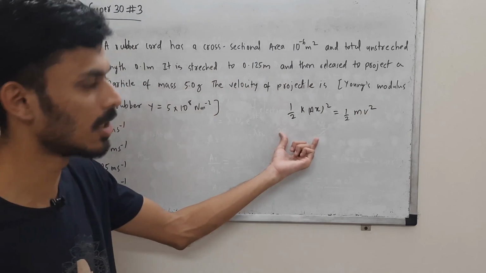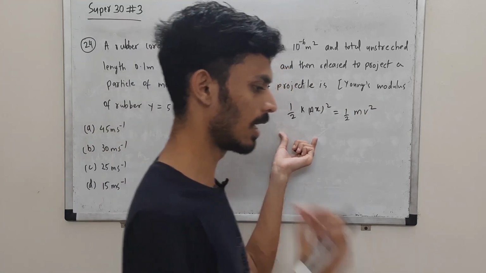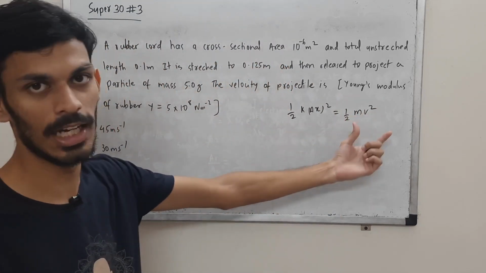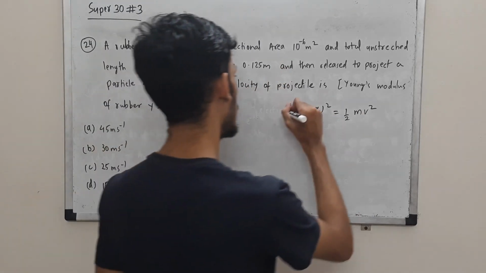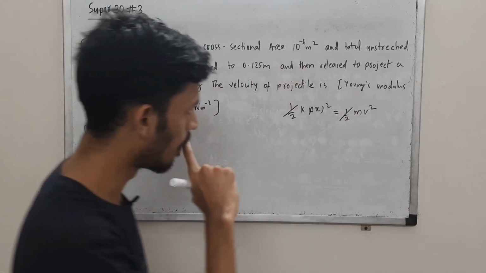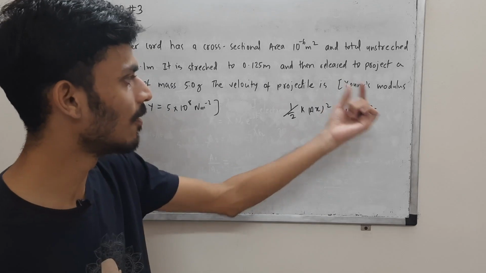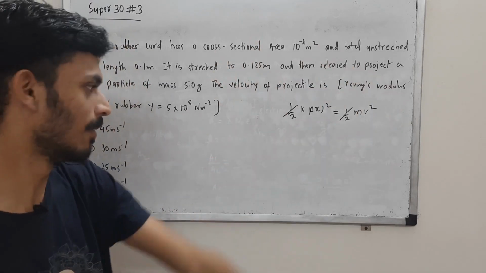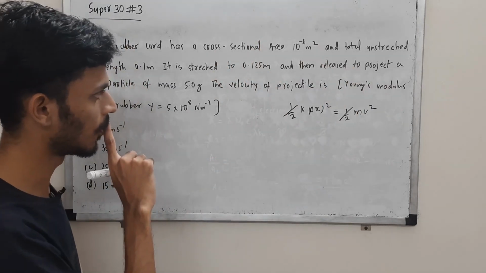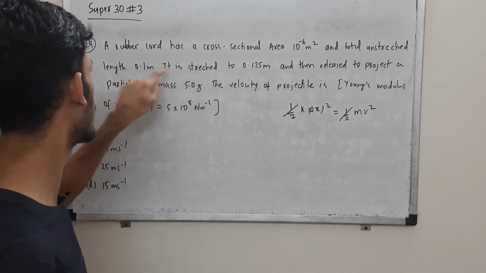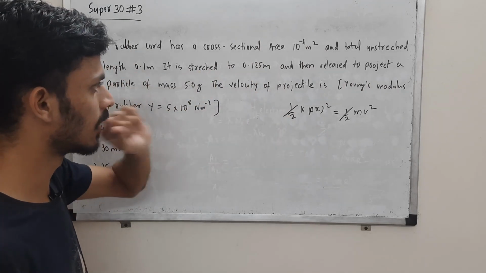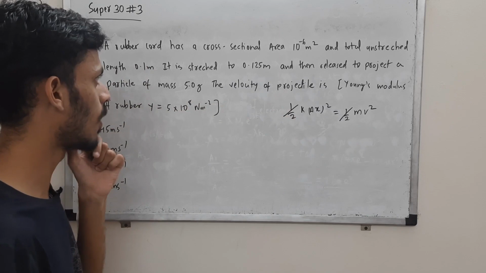So the potential energy in the string or in the rubber will result in kinetic energy of the particle. You can cancel half on both sides. So from here we are supposed to find V. First of all, we know delta x is this minus this. K we need to find, m we know. So how will we find k?